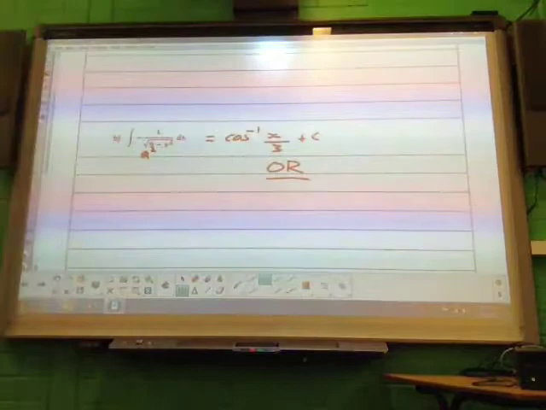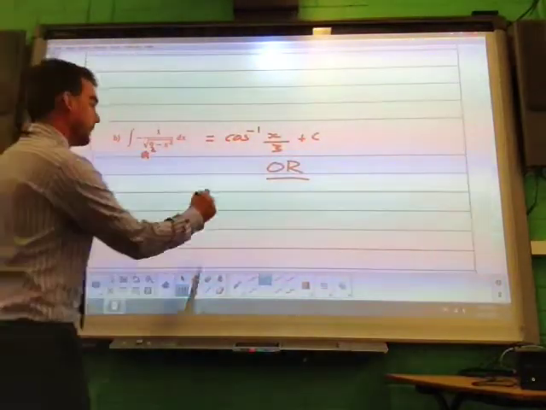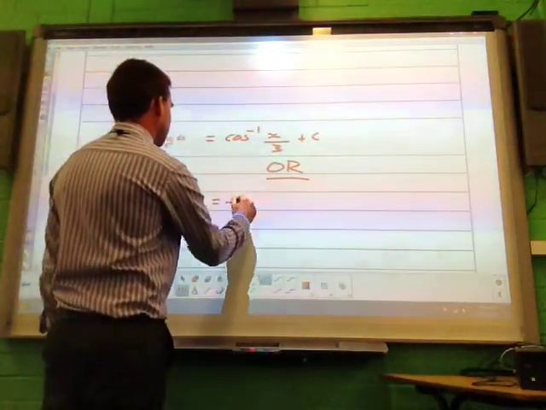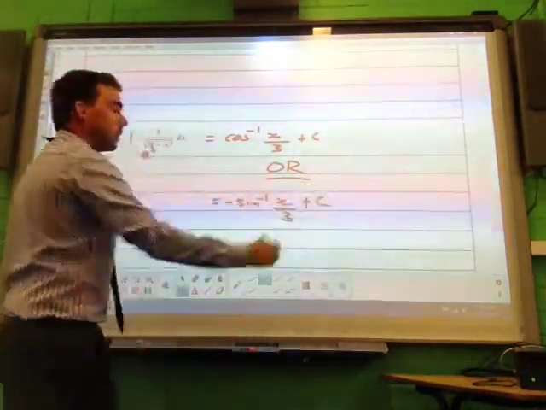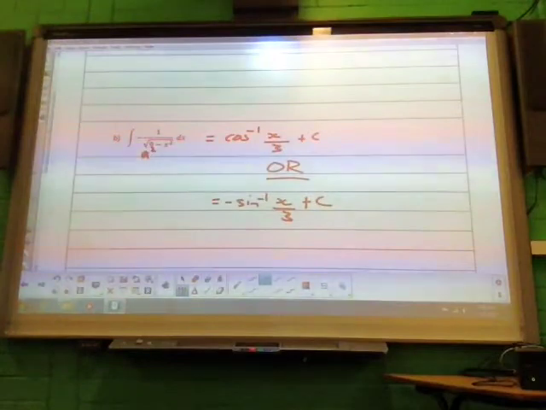What else can you write? Negative sine. Alright, so if you differentiate both of those, with the proof I've just done, you will get the same answer. So writing either of those will be fine.